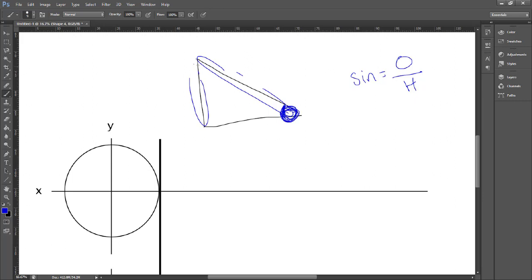So if you wanted to work out the height of the circle, the hypotenuse is always 1, right? Yeah, so it's opposite over 1. So that's just going to be the opposite side. The height of that is just going to be sine of whatever this angle is.